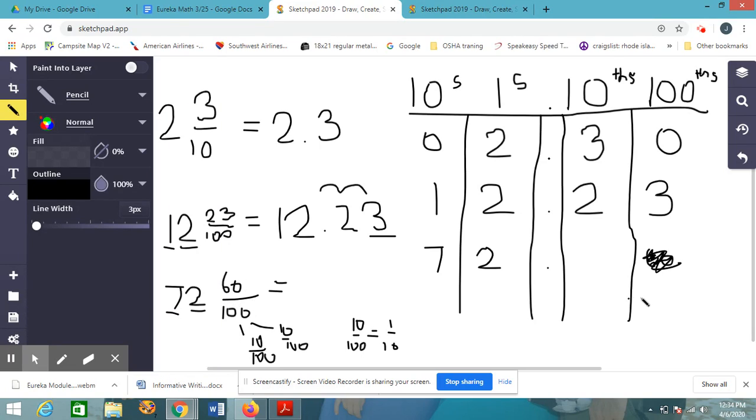So this 60 hundredths, it's technically also 6/10ths. Or I could just think of it like this. If that's confusing for you, just put that first digit in the tenths place and put that second digit in the hundredths place.